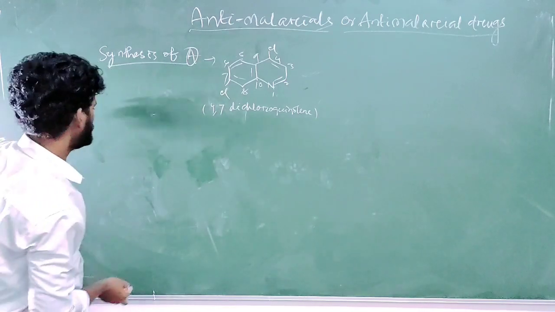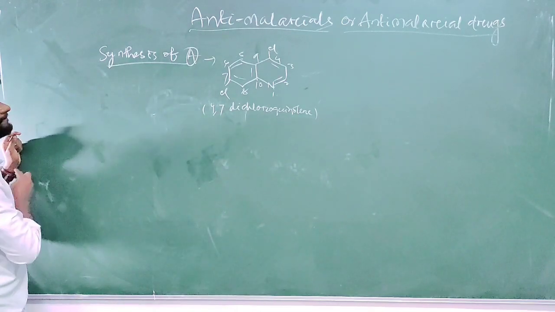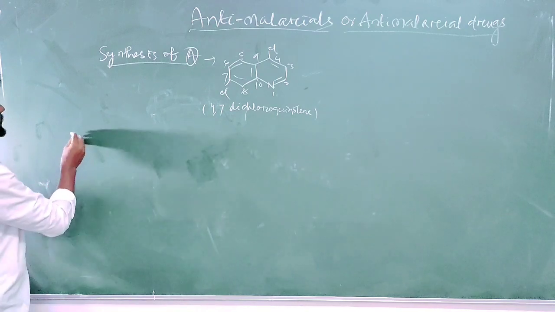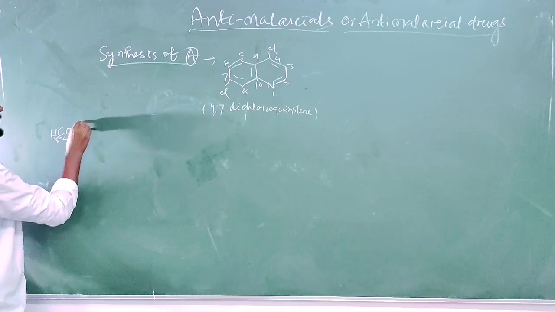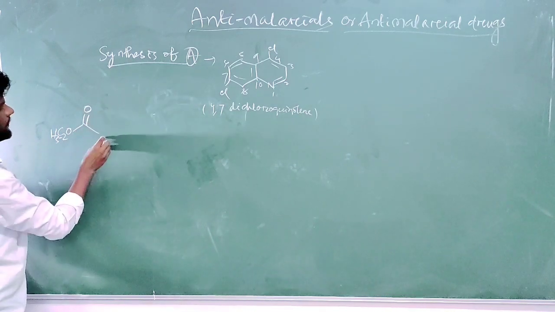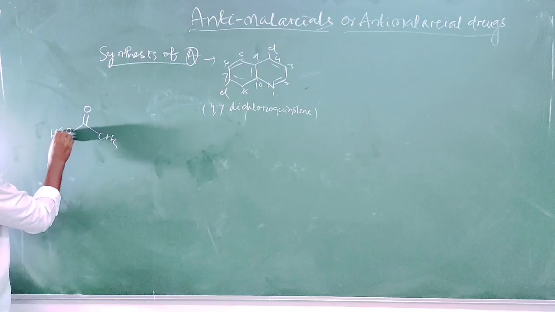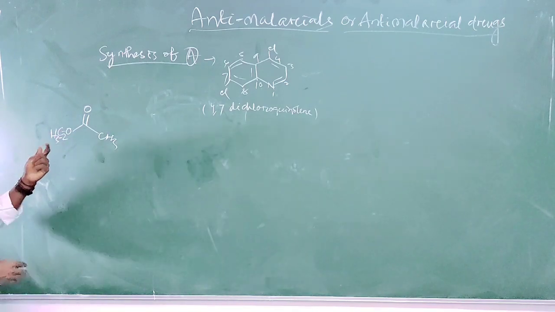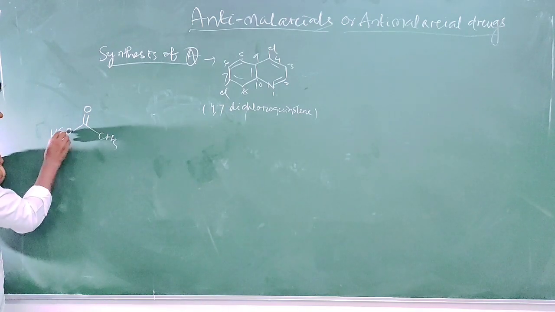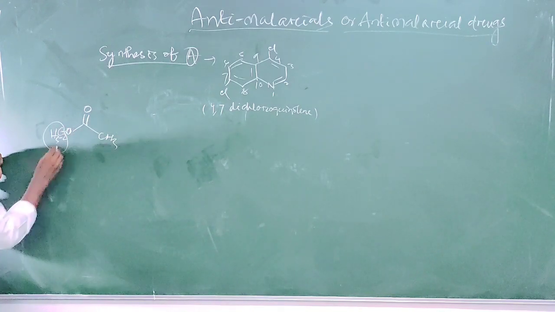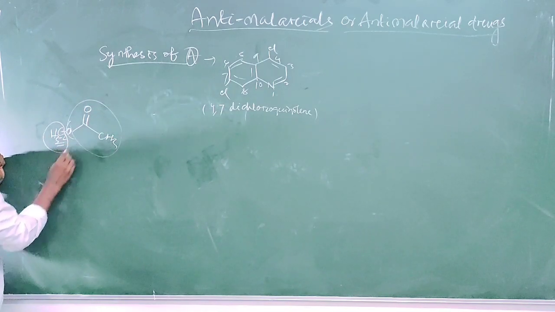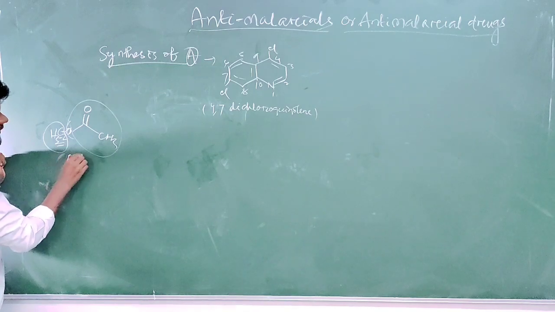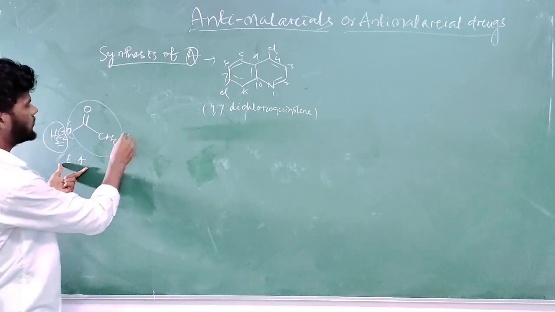So let us suppose we take ethyl acetate as starting material to synthesize A, CH3. This is an ester derivative. What is the name of this ester? Naming of an ester is easy. After the oxygen, whichever group is present, take that name first. Ethyl, C2H5, ethyl. Then this is the acetate group: ethyl acetate.